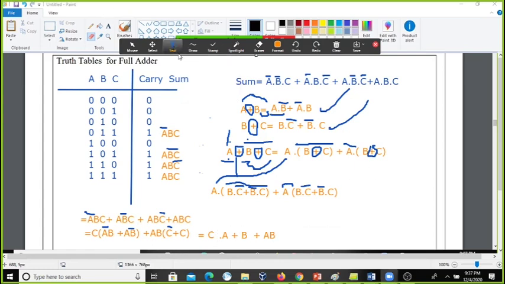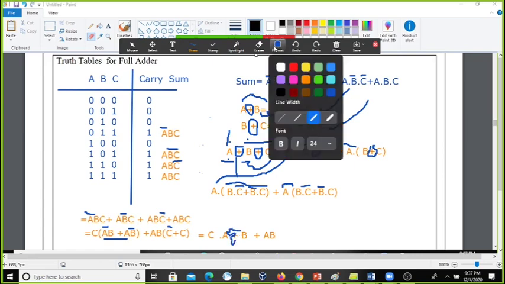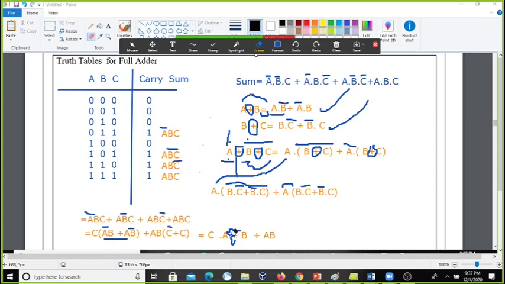Then this one is equal to A exclusive B. So sorry, that is equal to A exclusive B, and this is AB. So then you can write this is equal to C into A exclusive B plus AB. That is one way to simplify.